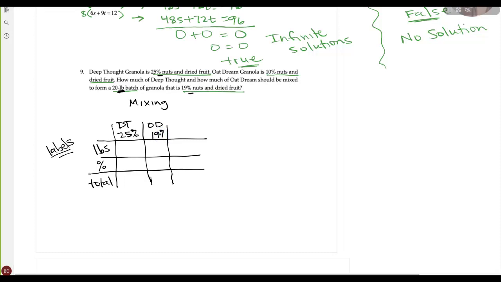Oh, sorry, it's 10%. I looked at the wrong thing there. Right, it's right here, 10%. But we want a total that is the 19%.